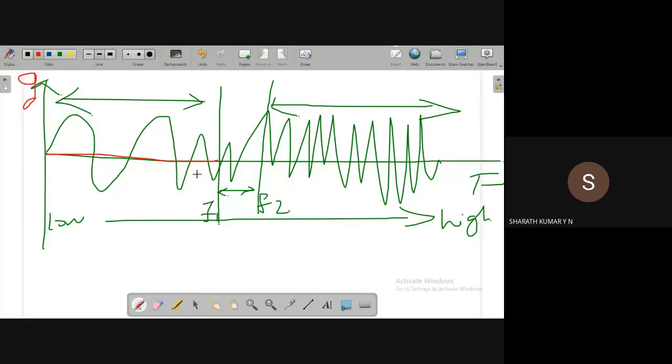At lower frequency, up to frequency f1, the gain of the amplifier should be 0. That means the output voltage should be 0. When f1 is reached, the gain should be high according to our requirement, and till f2, I should get a sufficient output voltage, that is the required amount of gain. Above f2, any signal whose frequency is above f2, the output voltage should be 0. That means gain should be 0. If gain is 0, obviously the output voltage will be 0.